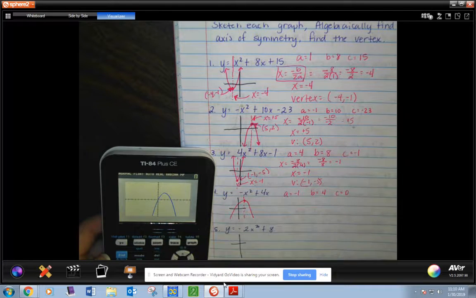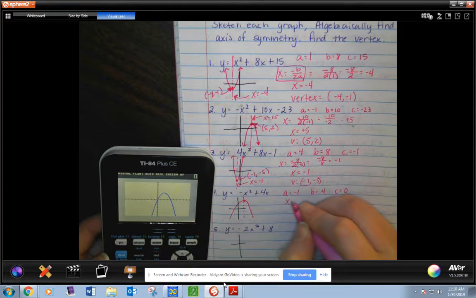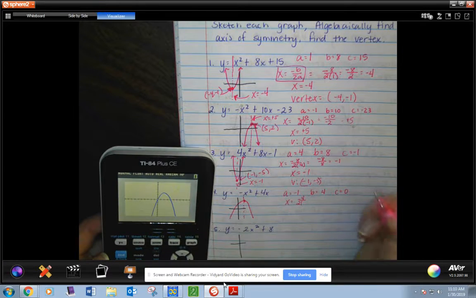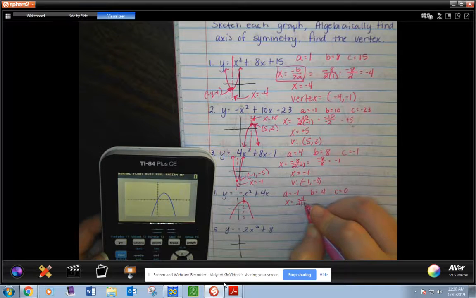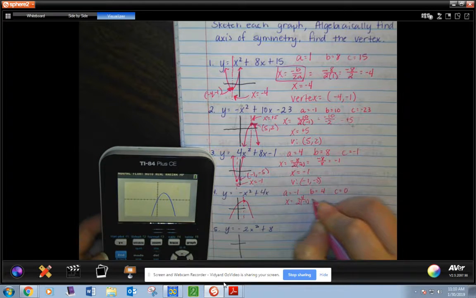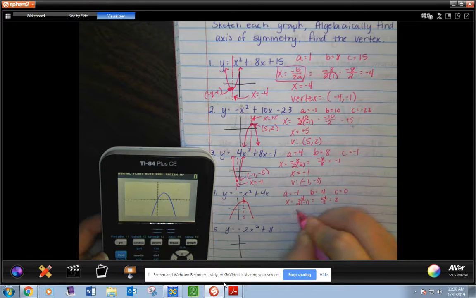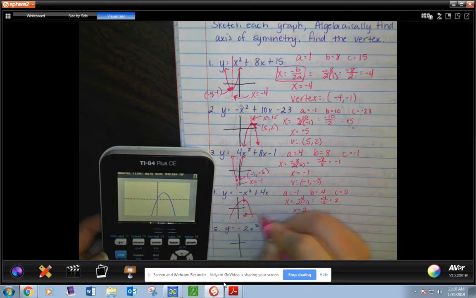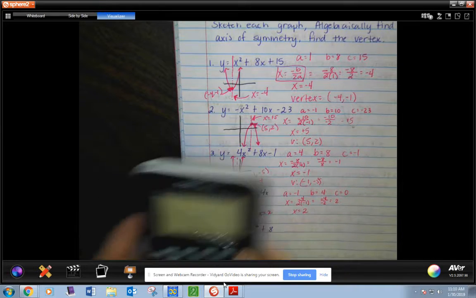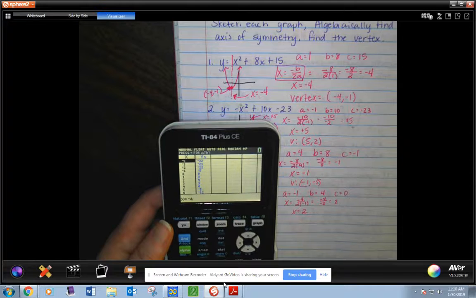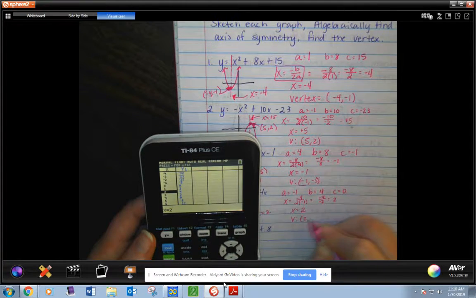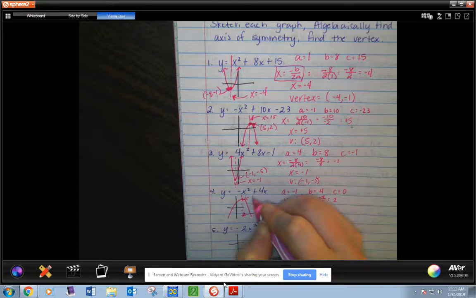Vertex and axis of symmetry. I'm going to do x equals negative, and I put in a 4, over 2 times negative 1. Okay, that gives me negative 4 over negative 2, which gives me a positive 2. So my axis of symmetry is x equals 2. I go to my table. I find 2, and with 2 is 4. So my vertex is 2, 4.